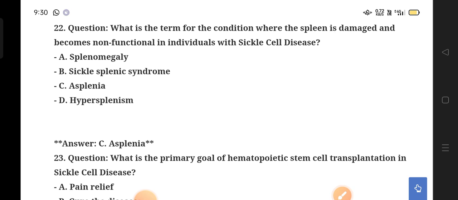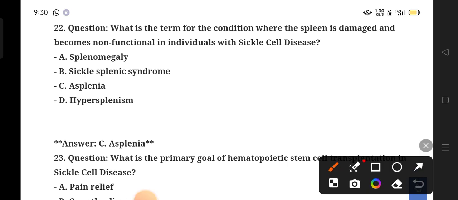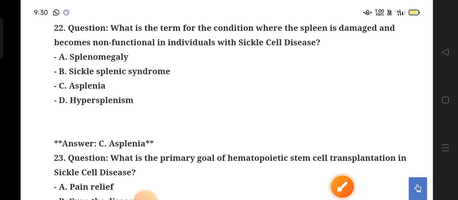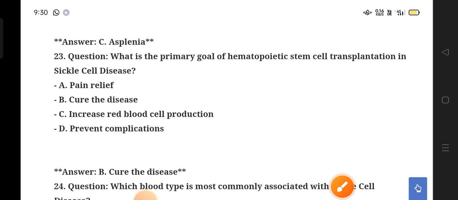Next one is, what is the term for the condition where the spleen is damaged and becomes non-functional in individuals with sickle cell disease? Option C, asplenia. Next one is, what is the primary goal of hematopoietic stem cell transplantation in sickle cell disease? Option B, cure the disease.